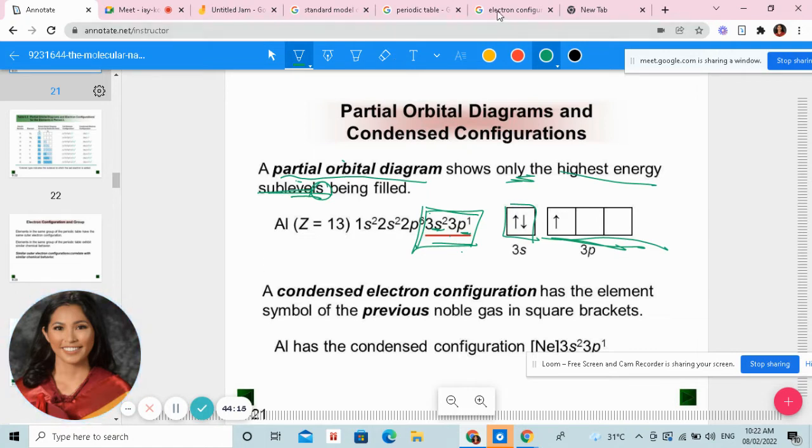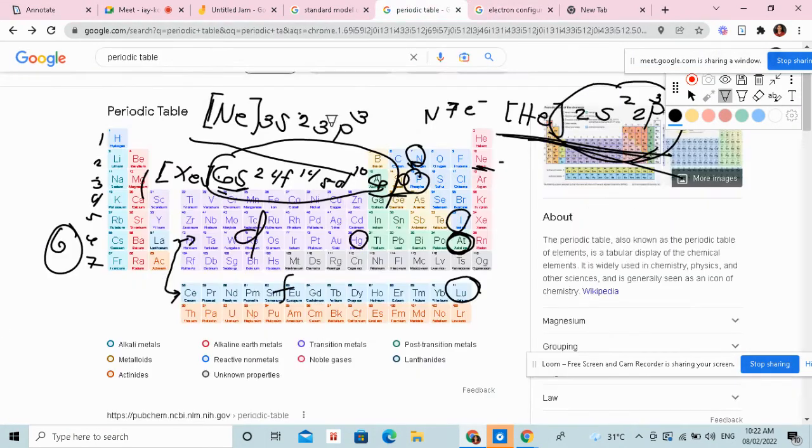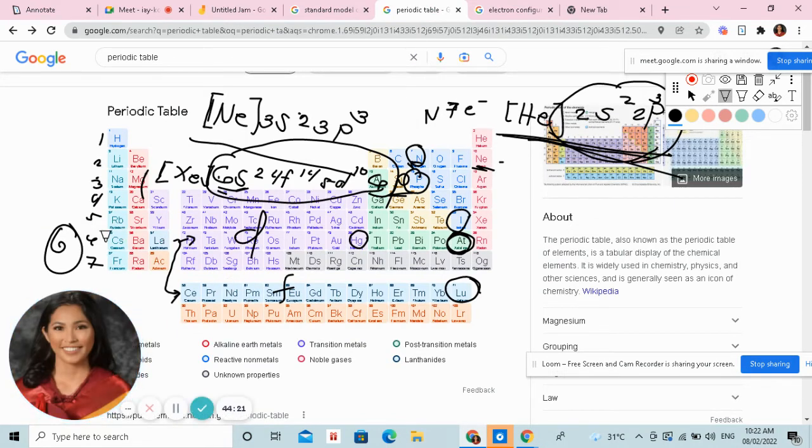Okay, going back, if we have your cesium, how do you write the partial orbital diagram of your cesium? Only the... unsay highest orbital sublevel sa imong cesium? 6s1. 6s2 and 6p5. So 6s2 and 1, 2, 3, 6p. Okay, so we have first electron, second electron.